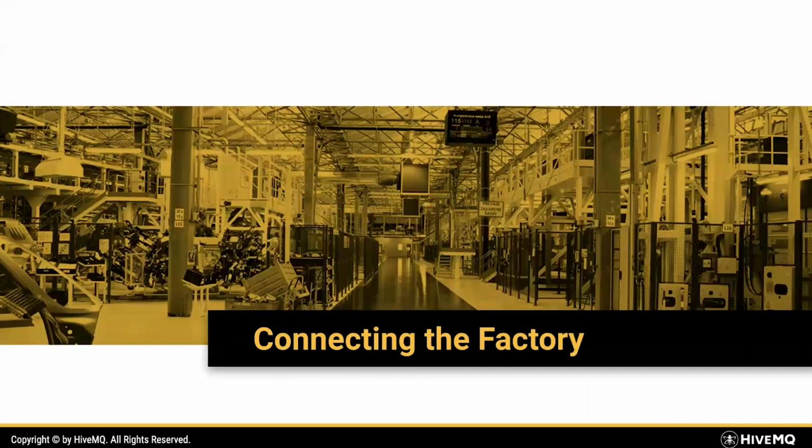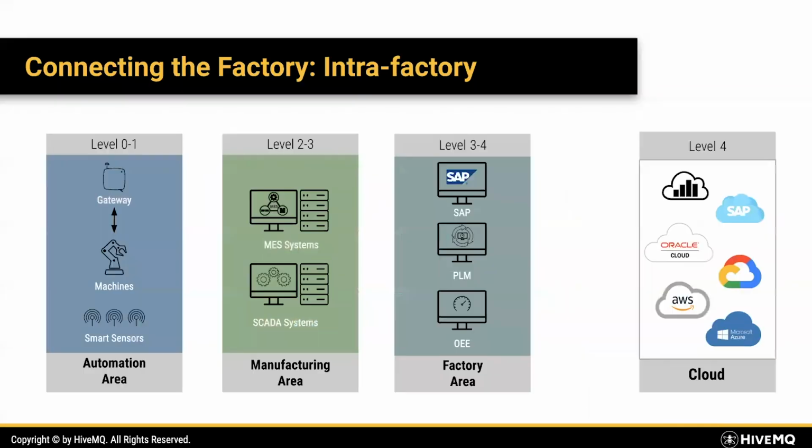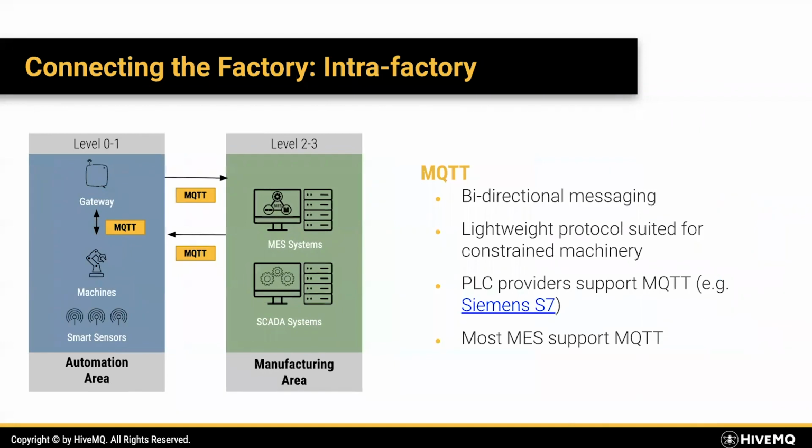Okay, now as we have talked about the technology pieces, let's go back to connecting the actual factory. So let's talk about intra-factory again. As we have seen, MQTT from level 0 to 1 and level 2 and 3 is used. What is required is bidirectional messaging, and you really want a lightweight protocol. And MQTT is one of the most lightweight protocols you will ever see.